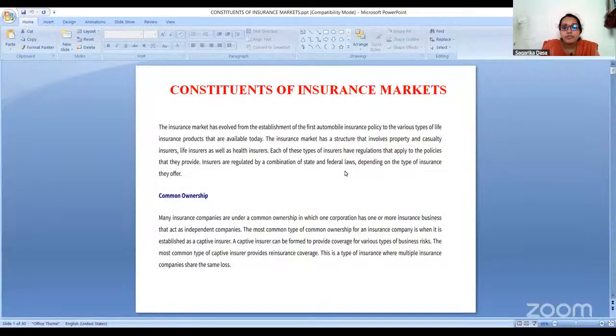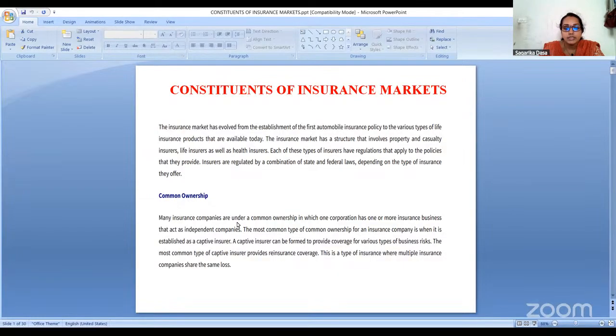Based on that, insurers will be regulated by both state government as well as federal laws. Now, the constituents: what all is included in the insurance market? If we see, the first one is common ownership.